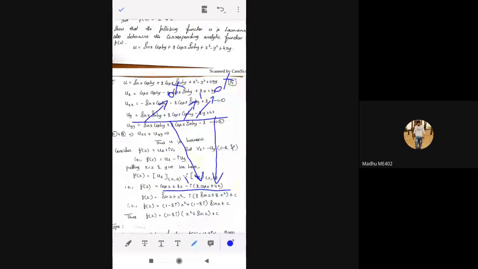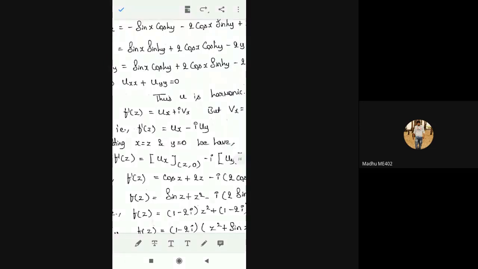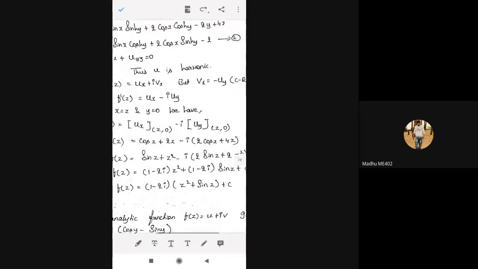So I hope you got it. We got f dash of z as cos z plus 2z minus i into 2 cos z plus 4z. Now we got f dash of z. Analytic function means what? f of z, correct? Analytic function means f of z. We got f dash of z.